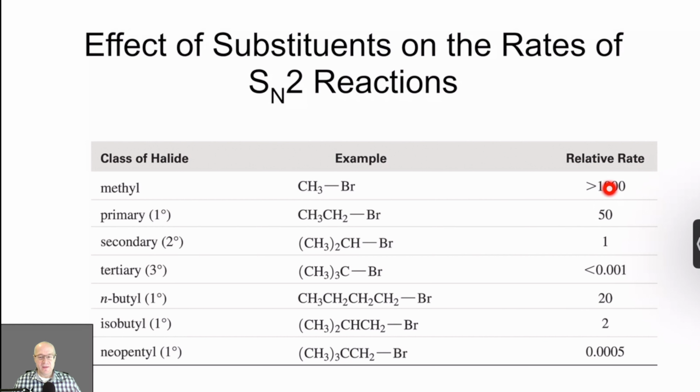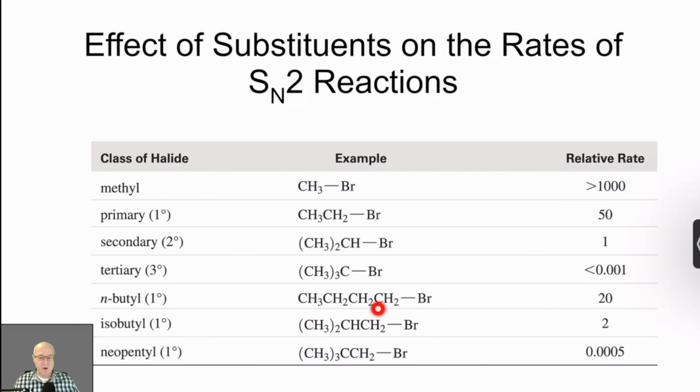Methyl will react 1,000 times or more faster than secondary. So methyl is very fast. Primary, not quite as fast, but still pretty good. Secondary is our reference point, so it reacts as 1. Now look at tertiary, less than 0.001 per second. So it's essentially not reacting.